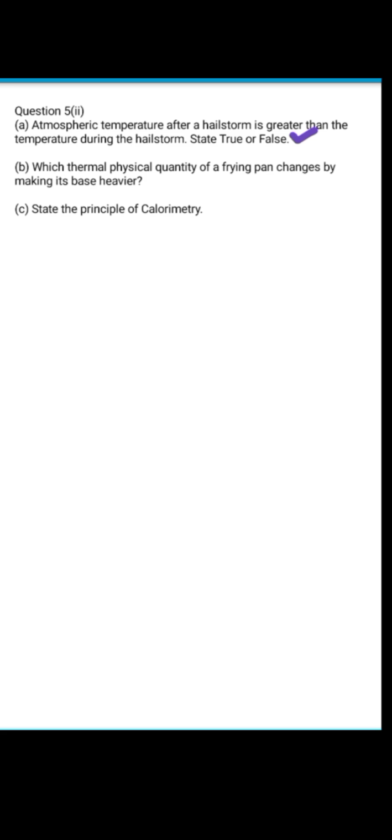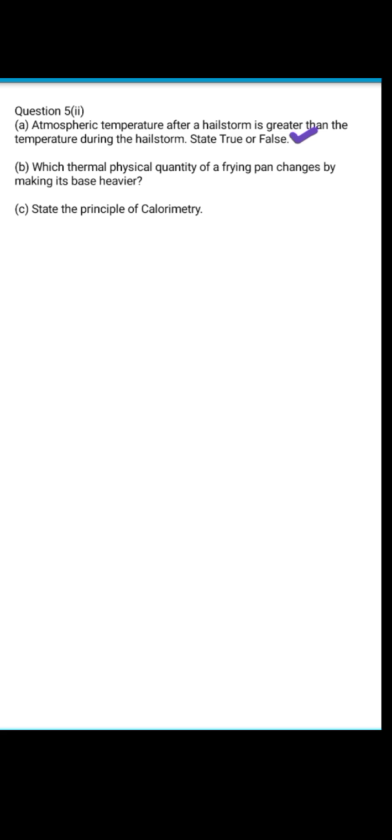Which thermal physical quantity of a frying pan changes by making its base heavier? So you must have observed this nicely in your kitchen, that in frying pans generally what happens, the base is made thicker. So what is the reason? It is in order to increase the heat capacity of the material. So if the heat capacity of the material is more, what will happen? It will be able to absorb the heat quickly, and as a result your food will be cooked quickly. So the correct answer will be increasing the heat capacity.